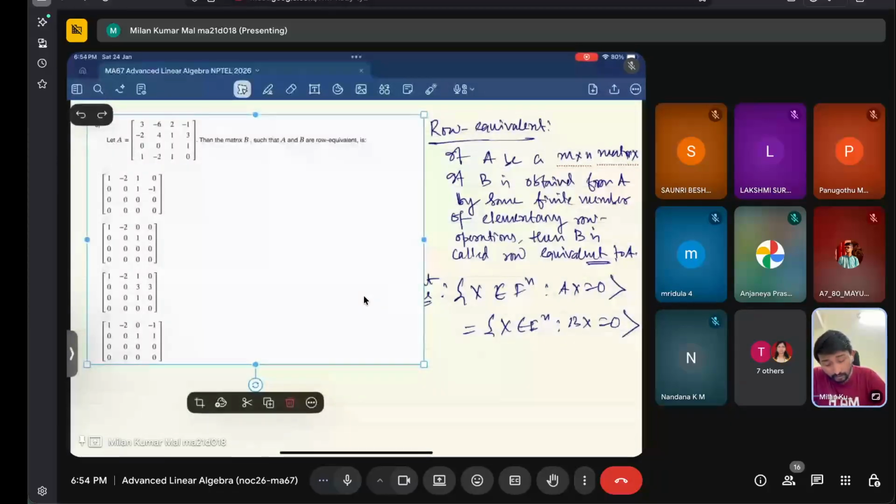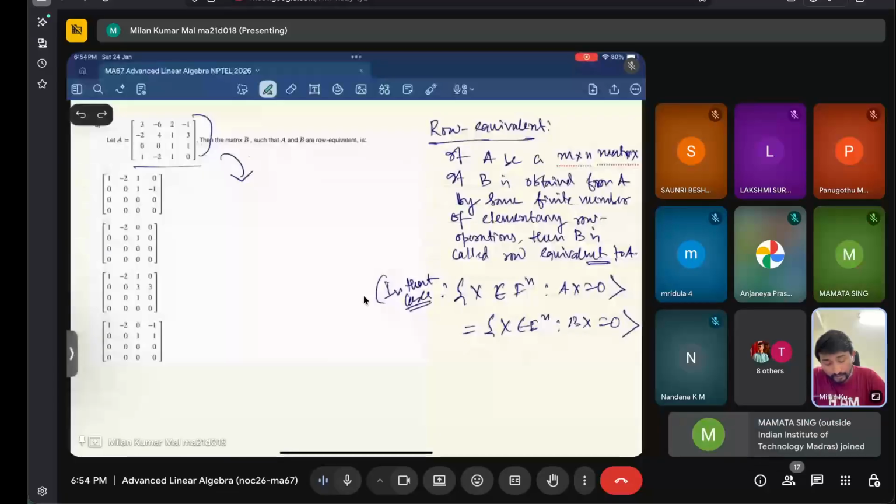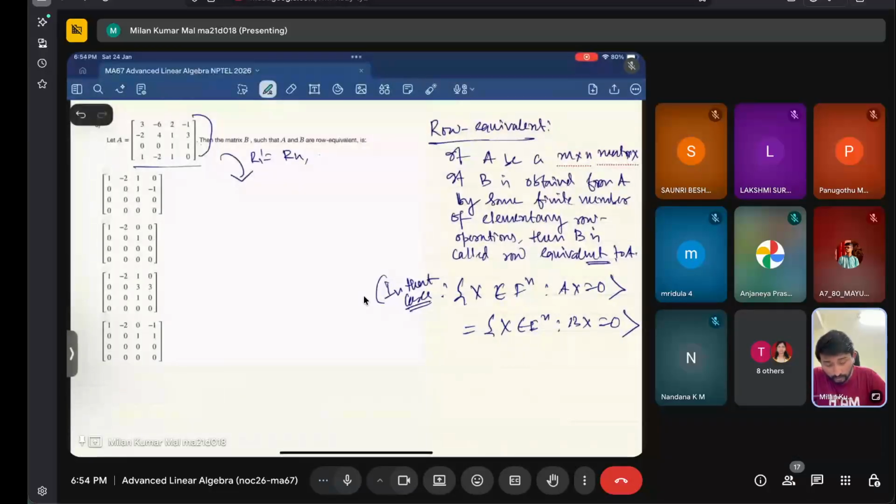So what will happen? You have to do that R1 dash is equals to R4, R2 dash is equals to R1, R3 dash is equals to R2, and R4 dash is equals to R3. So that means interchange. I'm not doing much rocket science.